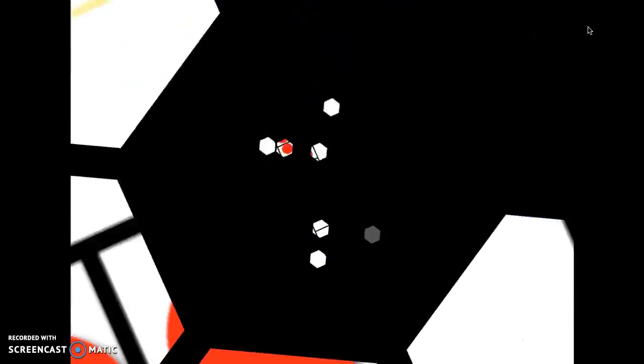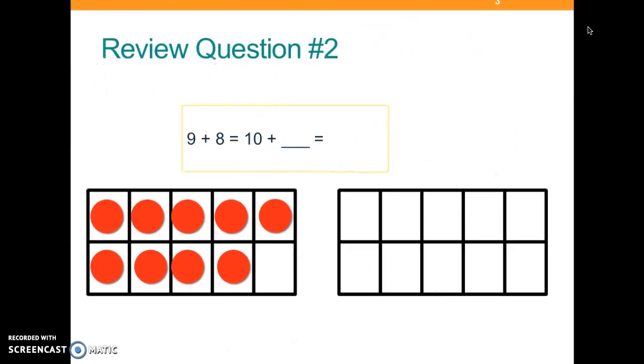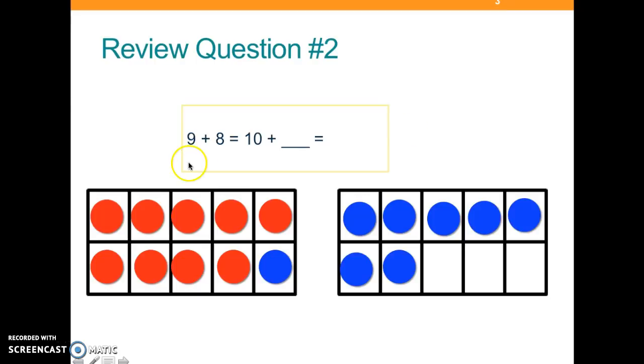All right, on to question number 2. Now we have 9 plus 8 equals 10 plus blank. We have 9 in the first tens frame, so let's add 8 blues. 1, 2, 3, 4, 5, 6, 7, 8. Now we have the first tens frame filled up, and how many blue chips do we have over here? We have 7. So 9 plus 8 is the same thing as 10 plus 7, which is very easy, 17.